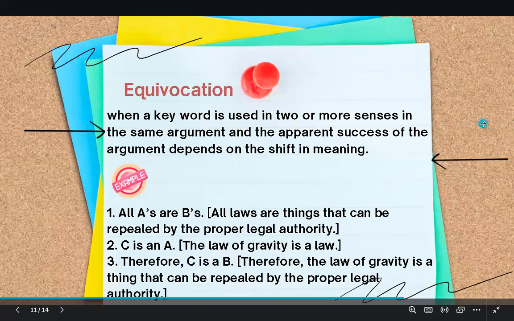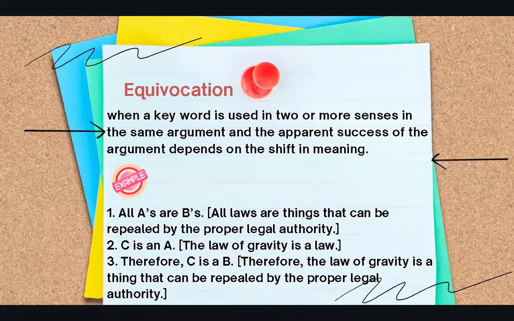And equivocation: when a keyword is used in two or more senses in the same argument and the apparent success of the argument depends on the shift in meaning. Here's a good example. All laws are things that can be repealed by the proper legal authority. The law of gravity is a law, therefore the law of gravity is a thing that can be repealed by the proper legal authority.